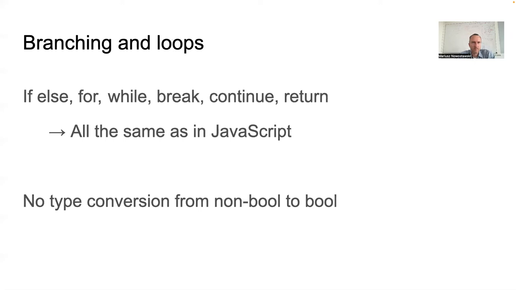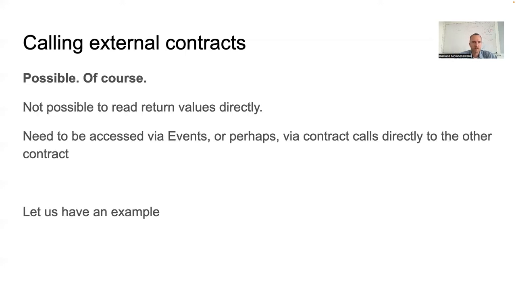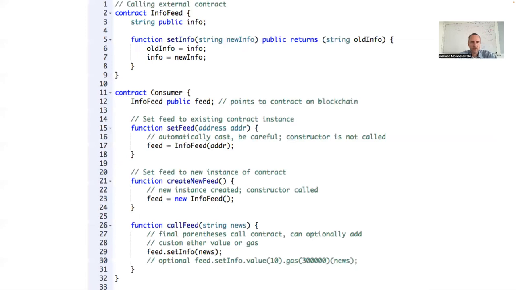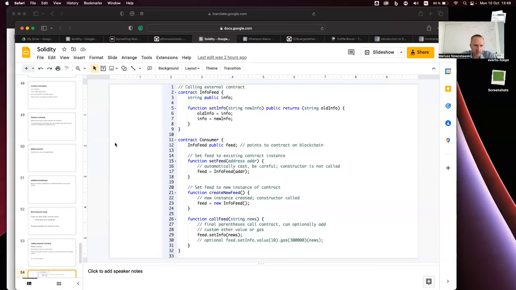So we have branching and loops. It's the same as in JavaScript. No major surprises there. The only thing is that the language is strict, so we don't convert from non-bool to bool. So all your loops and all your if statements have to use bool variables for the part that requires a logic. Okay, we will not call external contracts yet.